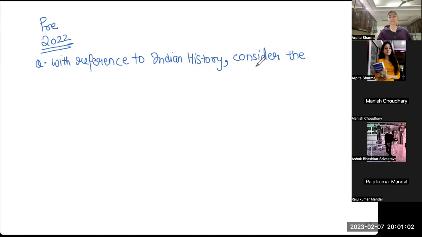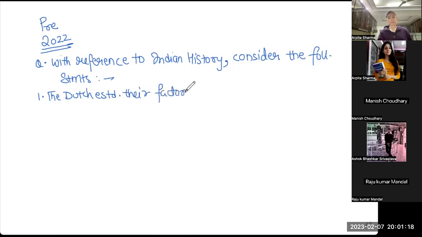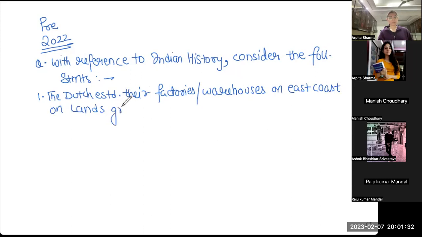So the question is, with reference to Indian history, consider the following statements. Statement number 1: the Dutch established their factories or warehouses on the east coast, on lands granted to them by the Gajapati rulers. We studied about the Dutch also last class.